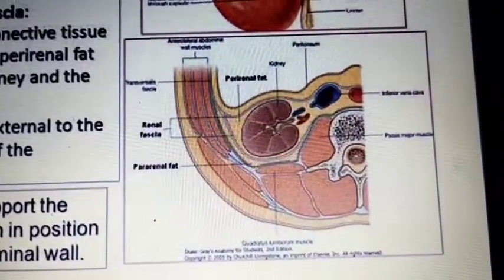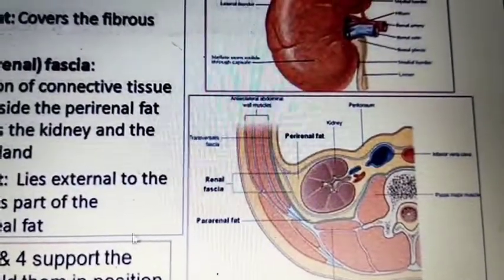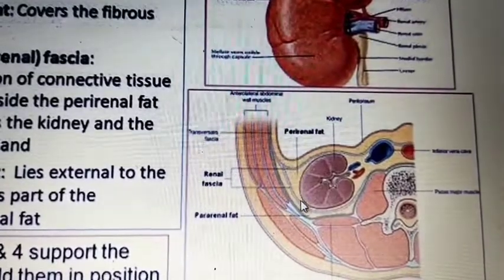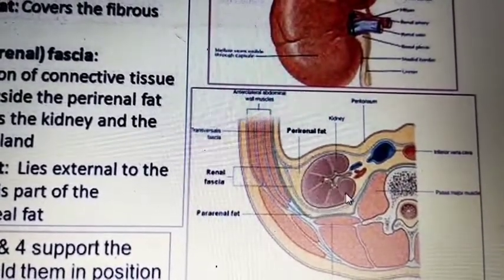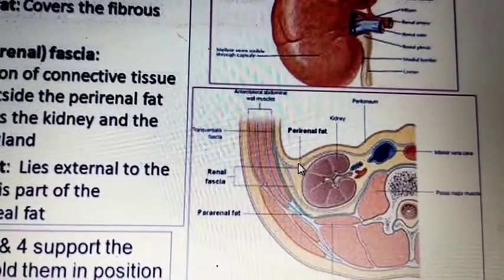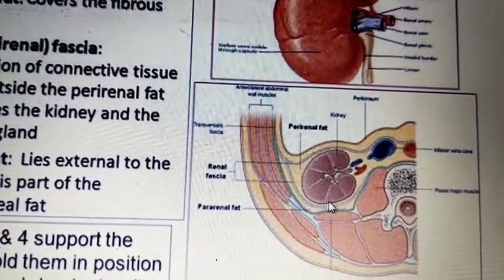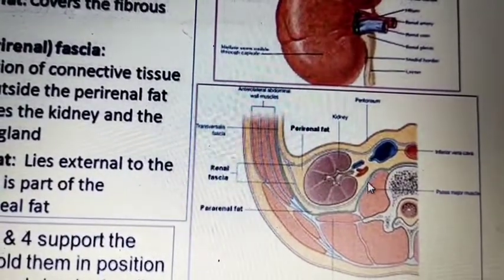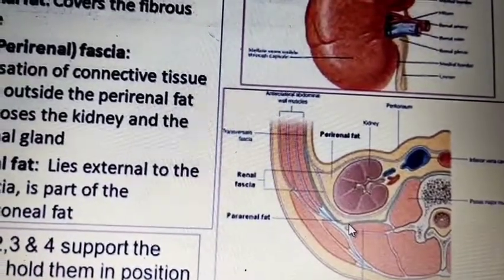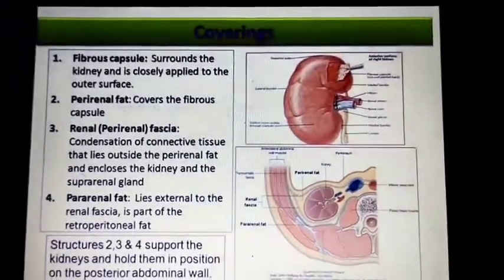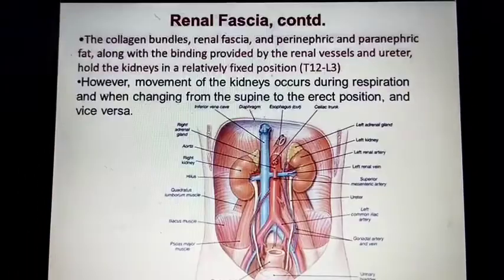In this picture you can see that clearly. This is a kidney, and it is closely adherent to the true capsule. This is the perirenal fat, and this is the renal fascia. This is the anterior renal fascia and this is the posterior renal fascia, and that fascia is further covered by the retroperitoneal space. This is about the coverings of a kidney.